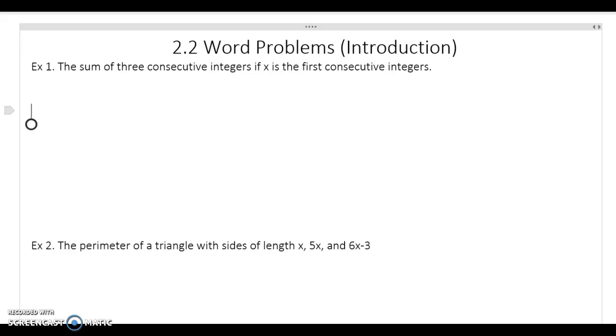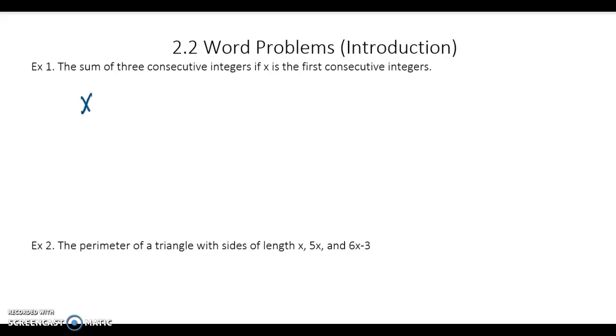So x is going to be your first consecutive integer, and then we're going to add the next one. Consecutive integers means the next one, so just one more. So that would be x plus 1, that would be your next integer. And then your next integer after that would be x plus 2. If we add these up, we could add like terms: we have 3x, and then we could add the 1 and the 2. So our answer would be 3x plus 3.